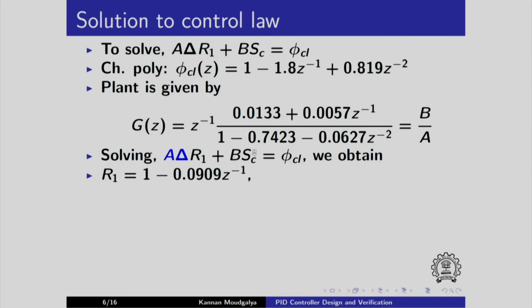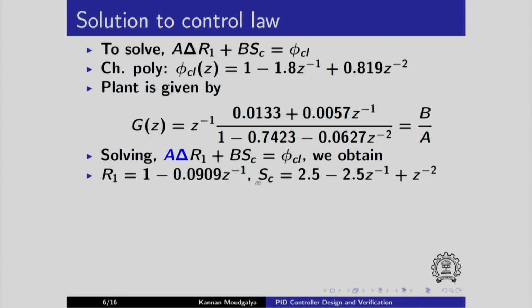When we calculate this equation, we obtain R1 to be equal to this and SC equals this polynomial in Z inverse. So how did we solve this? That is using Aryabhata's identity. We will show the details of the theory behind Aryabhata's identity in the next video. For now, we will use Scilab code to solve this equation. We will see the Scilab code shortly.